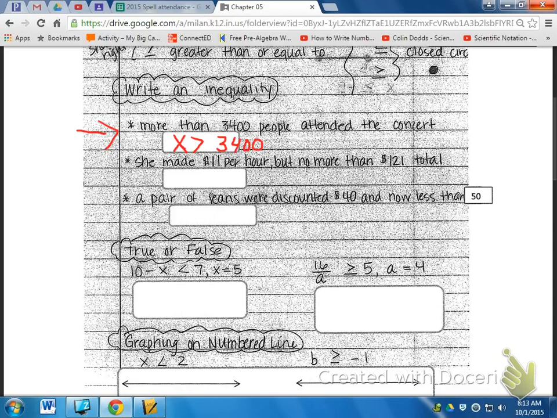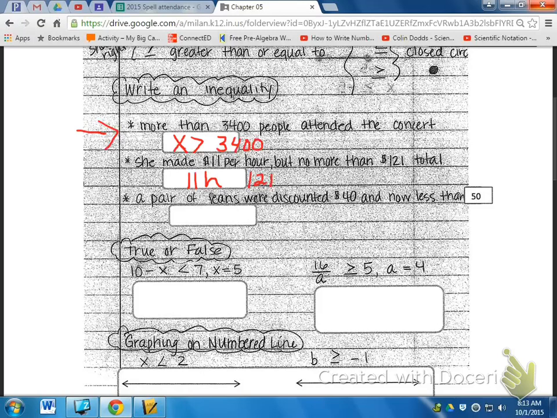The next one, she made $11 per hour, but no more than $121 total. So what's the thing we don't know specifically? How many what? How many hours? Pick a letter for that. H. So we're going to use H. It's $11 per hour. So how would I get 11 in there? 11 times H, $11 per hour. No more than $121. So $121 is going to be in there.